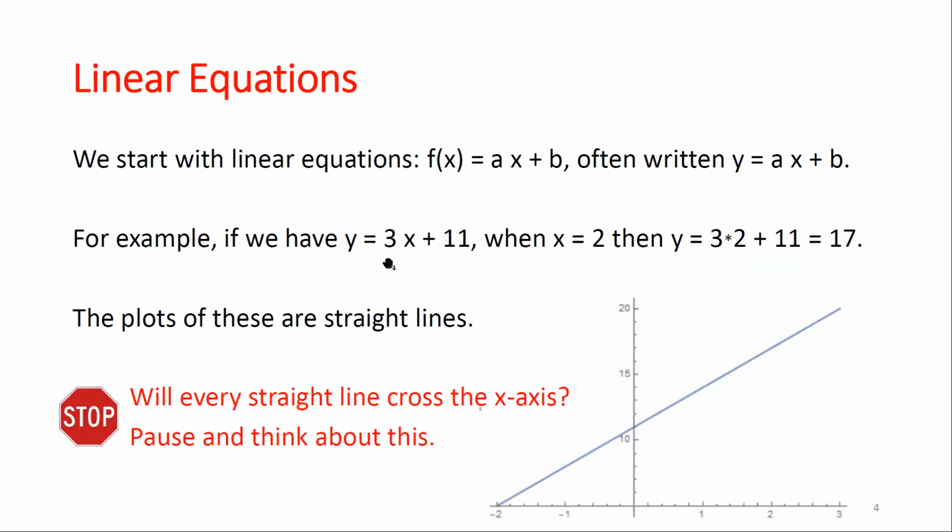So for example, imagine we have the line y equals 3x plus 11, which is beautifully plotted over here. When x equals 2, how would we figure out what value of y we get? Plug it in. We have 3 times 2 plus 11, which is 17. And if you look at this graph, if you take 2 and go all the way up, it does look like it's hitting 17.